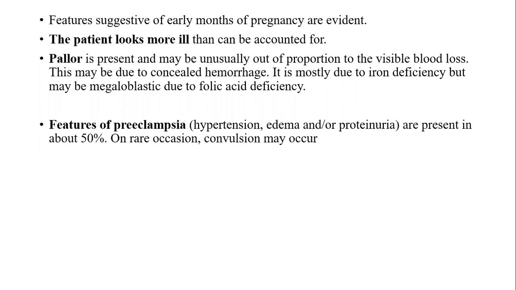So the features suggestive of early months of pregnancy are usually evident, although the patient might look more ill than can be accounted for. They may also present with pallor, which is unusually out of proportion to the visible blood loss, and this may be associated with concealed hemorrhage. Then some may also present with features of preeclampsia, including hypertension, edema, proteinuria, and rarely convulsions might be seen.